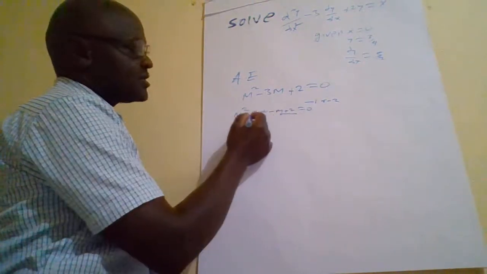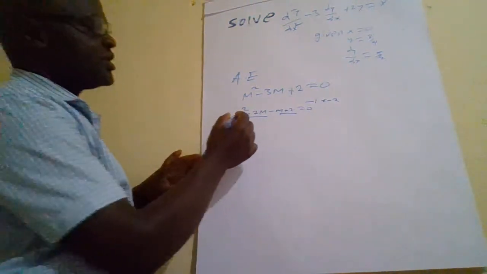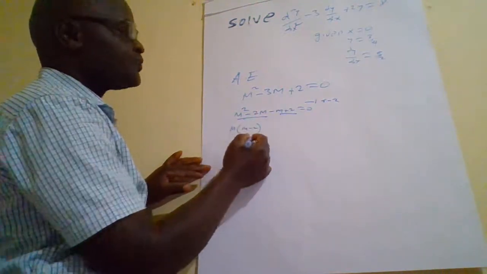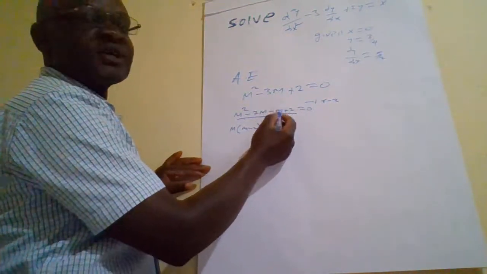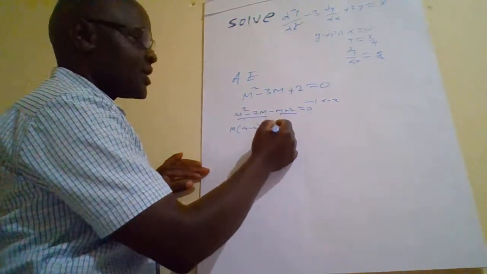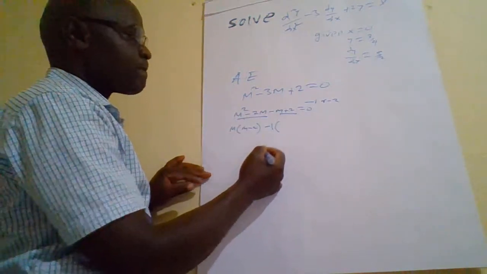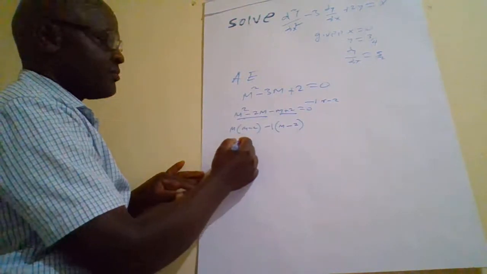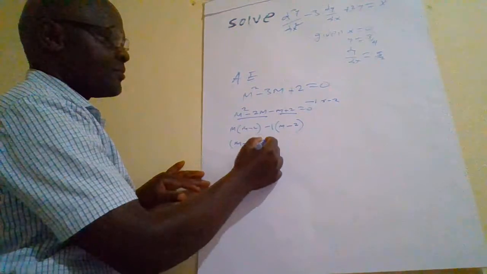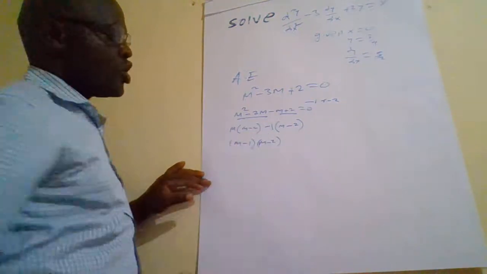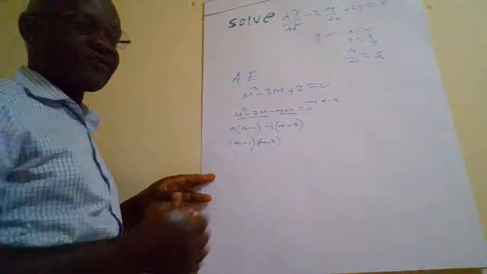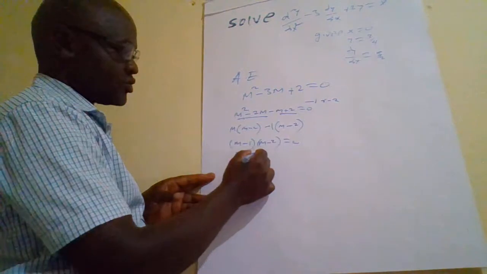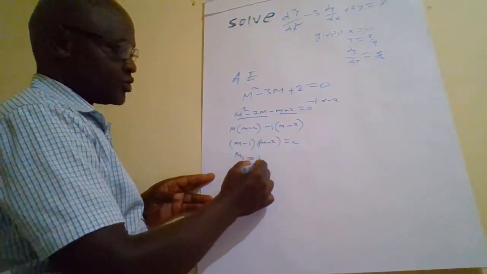Then we factorize the equation. The common factor here will be m, you take it out, m into m minus 2. Then minus, the common factor between m and 2 is 1, so it's 1 into m minus 2. So we have m minus 1 into m minus 2, meaning we have two values of m: m1 equals 1, and m2 equals 2.